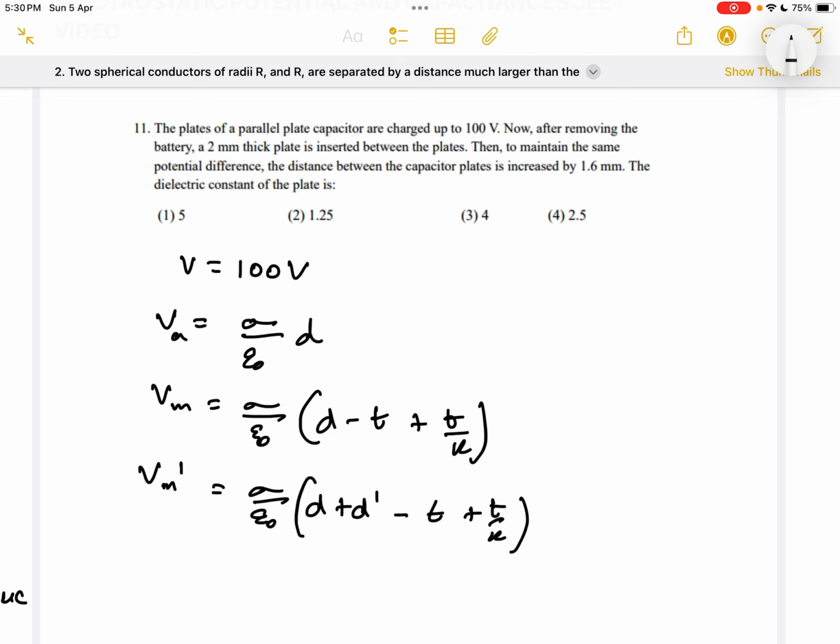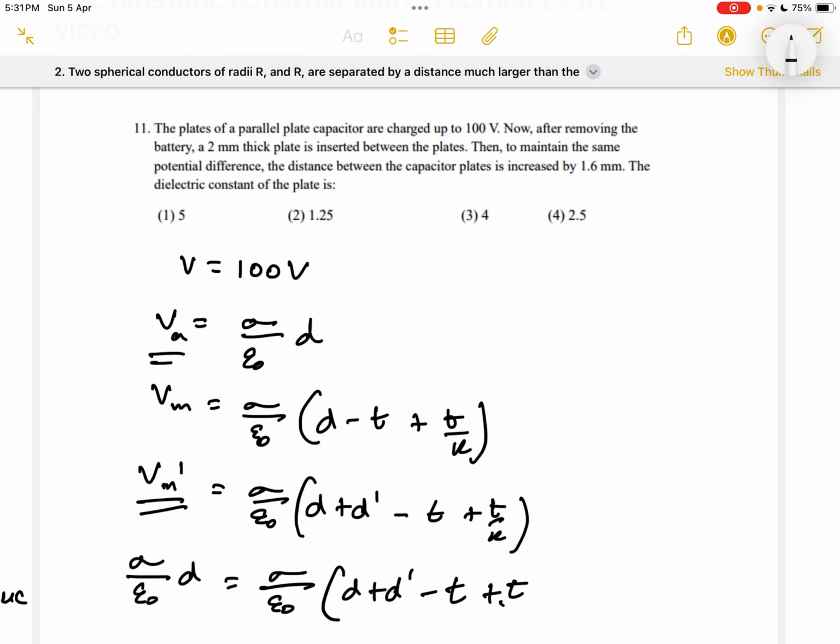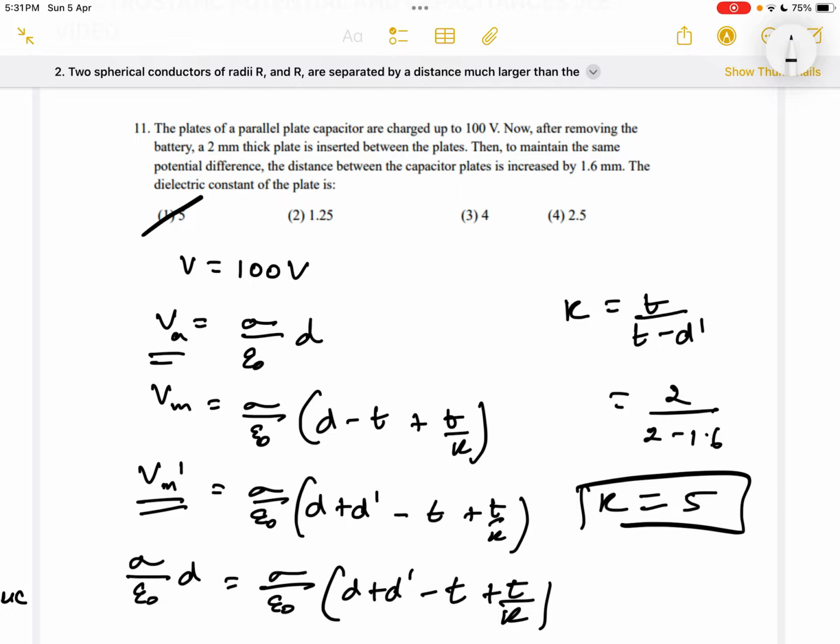Now, because this potential and the potential in air are both equal, you can just equate both of them. Then you will have sigma divided by epsilon naught into D becoming equal to sigma divided by epsilon naught into D plus D prime minus T plus T by K. On simplification, you get K equal to T divided by T minus D prime. Now, T is 2, so 2 divided by 2 minus 1.6 would give you 5. So the dielectric constant that was initially put has a value 5.